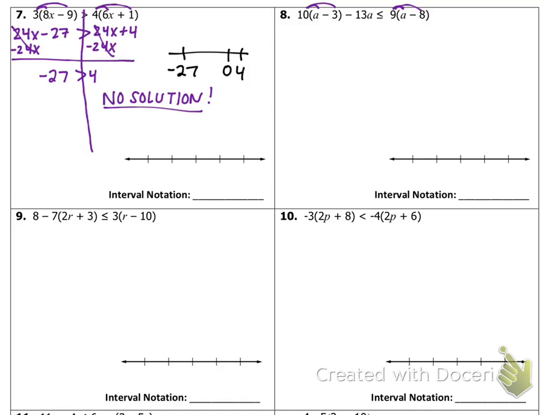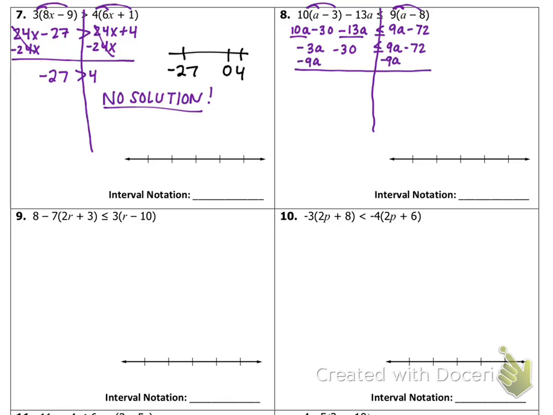Let's look at number 8. So let's distribute here. That's 10a minus 30 minus 13a is less than or equal to 9a minus 72. We can combine like terms on the left-hand side. So remember, if we're combining like terms here and we're not crossing this line, we're just combining, we're not changing any sign. So we say 10 minus 13 is -3a minus 30 is less than or equal to 9a minus 72, and then we're going to subtract 9a first to this side so that we can get the variable to the left-hand side. That's -12a minus 30 is less than or equal to, that cancels out, we have -72. And then we're going to add 30 to both sides. So -12a is less than or equal to -42.